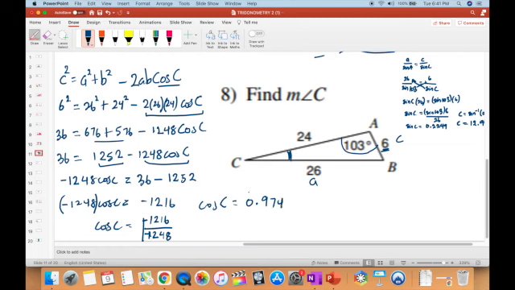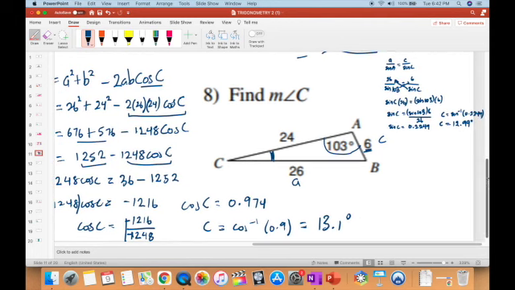I don't think so. Let me just check. Cos inverse. Oh, this one here was sine. That's why. The cos inverse of the answer is yes. So C now is equal to the cos inverse of that, 0.974, and we get the answer. I got 13.1 degrees. So using the sine rule, I got 12.99, and using the cos rule, I got 13.1. And at the end of the day, they're both very, very similar.